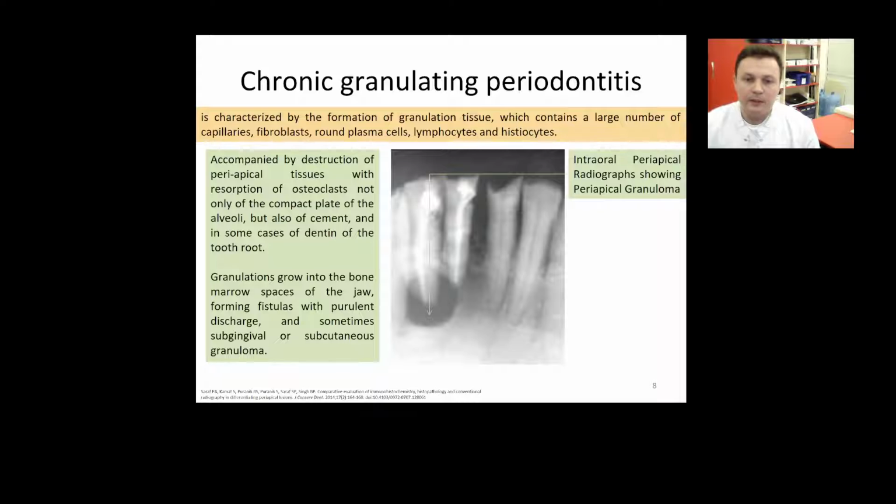Chronic granulating periodontitis is characterized by the formation of granulation tissue, which contains a large number of capillaries, fibroblasts, round plasma cells, lymphocytes, and histiocytes. During the formation of young granulation tissue, the amount of glycogen, neutral and acidic mucopolysaccharides increases in it.